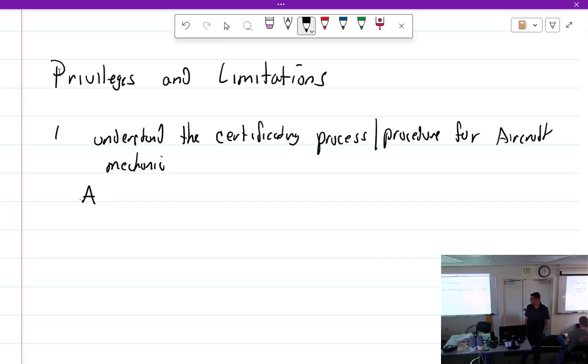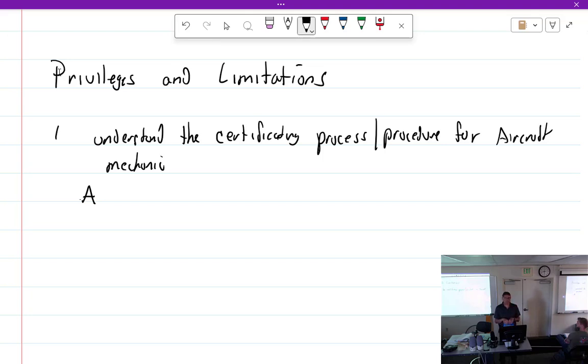But we're going to go to the FARs. Who has their FAR book with them? Some fantastic student. Can I use this for a while? Yeah. All right. So I want to know what's the certificating process for an aircraft mechanic.